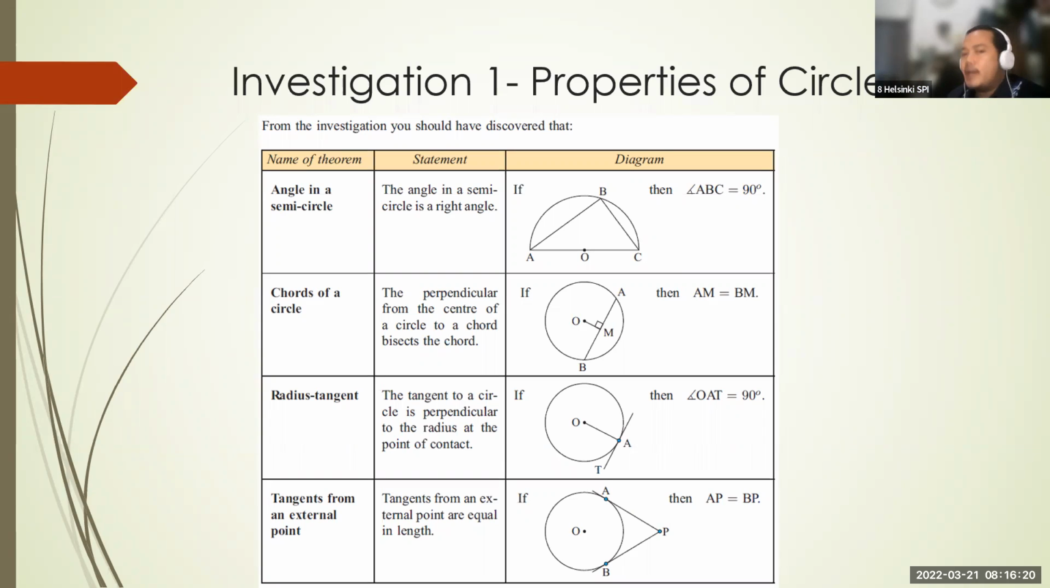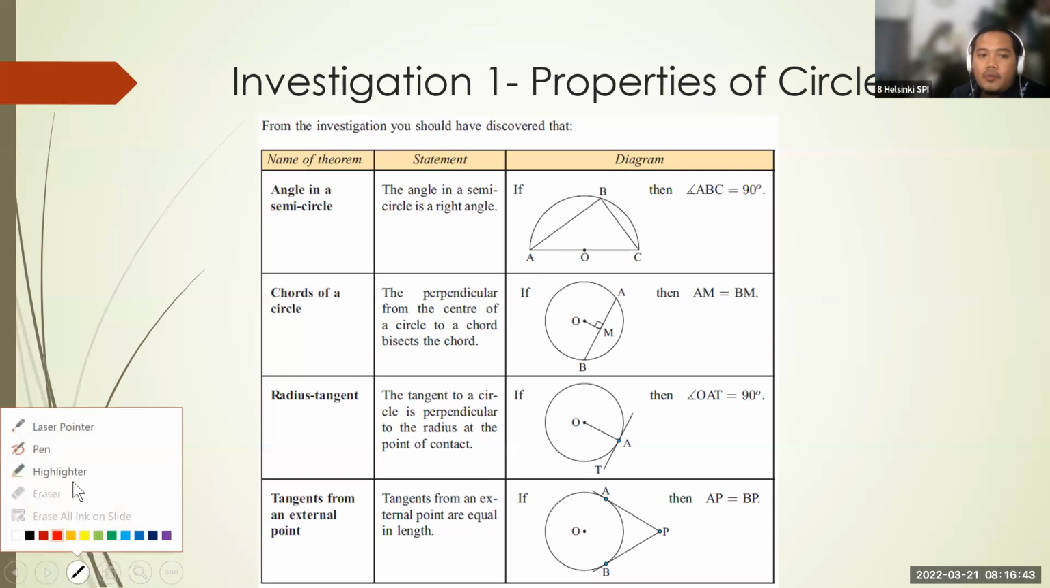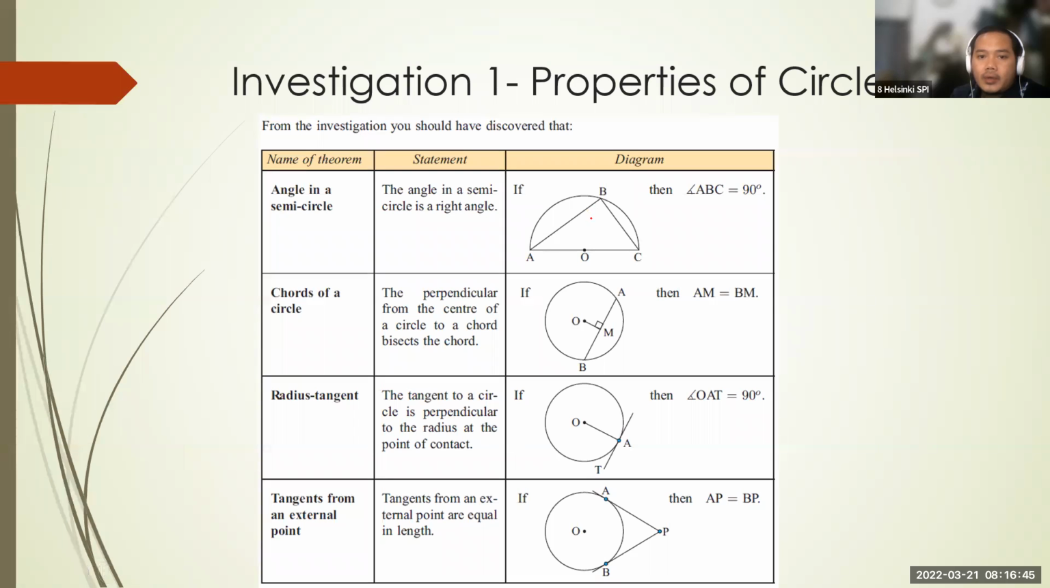So every time you have a semicircle, half a circle, and you have a triangle there with the vertices A, C, and B on the edges, B can be anywhere on the circumference, on the arc. So the angle over here will always be 90 degrees. You can actually make a full circle, but this one is a semicircle.